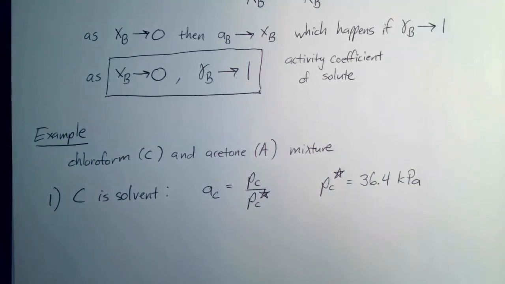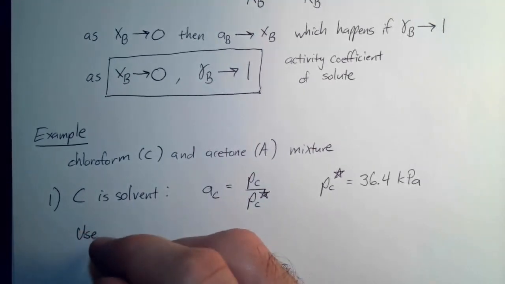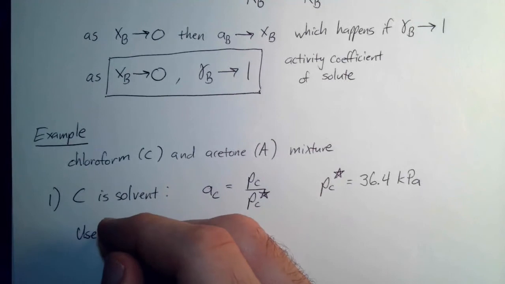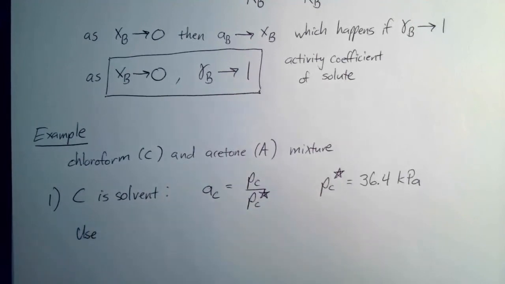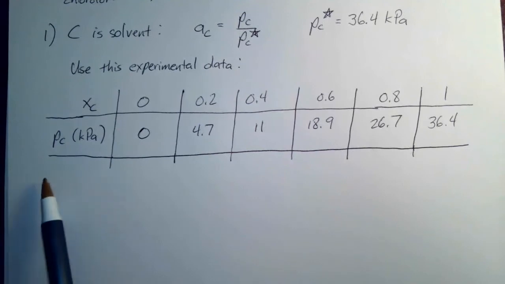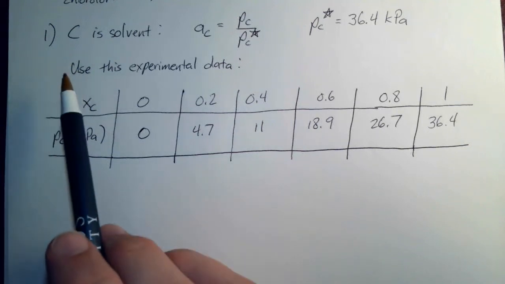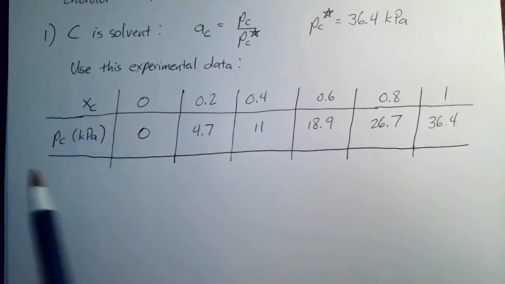Okay, so now we need some data. So let's use the experimental data that I'm going to write down here. It's given in your book. Okay, so here's our experimental data. There's actually one more row. It gives us the partial pressures of acetone as well. But I'm just going to focus on chloroform. The acetone part could be a homework assignment.